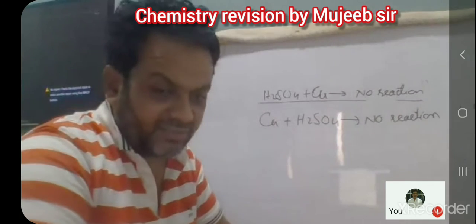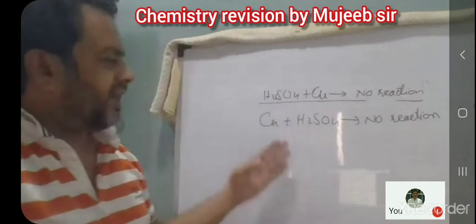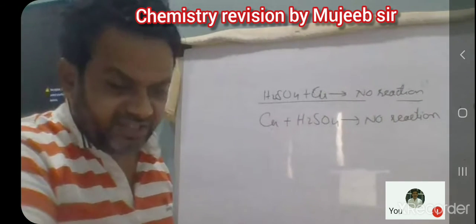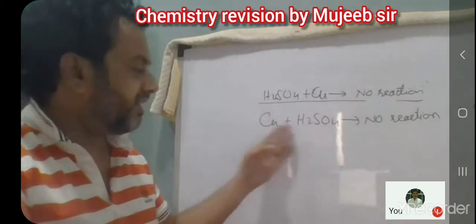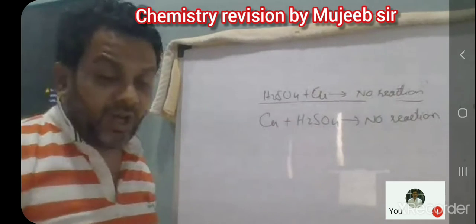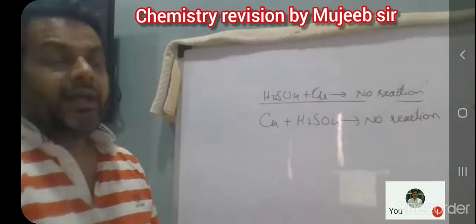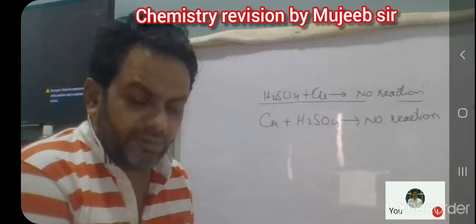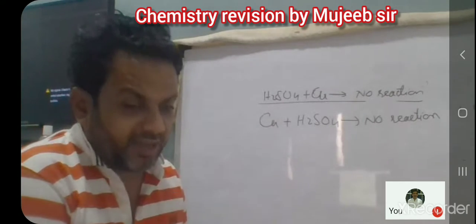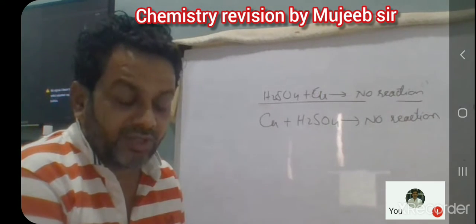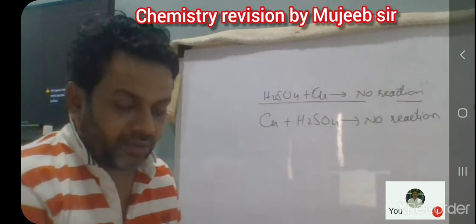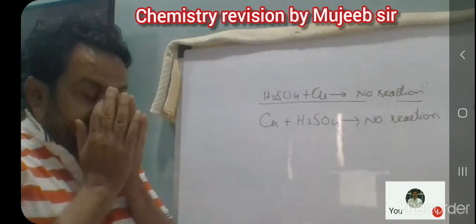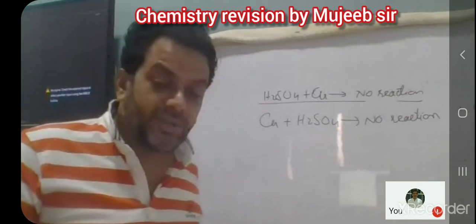Then a question comes: can we store dilute sulfuric acid in a copper vessel? Yes, we can, because it does not react with copper. Similarly, can we store sulfuric acid in an aluminium vessel? No, because aluminium is more reactive than hydrogen and will react with the acid to release hydrogen gas and form a salt. After some time there will be holes in the container.